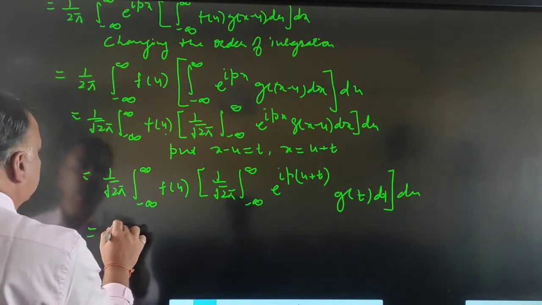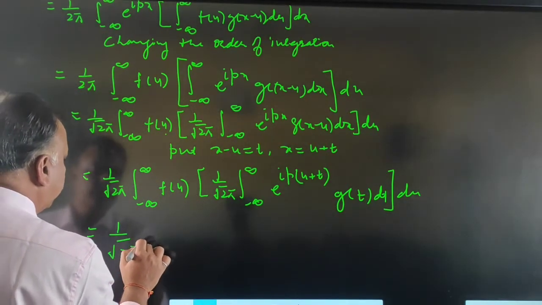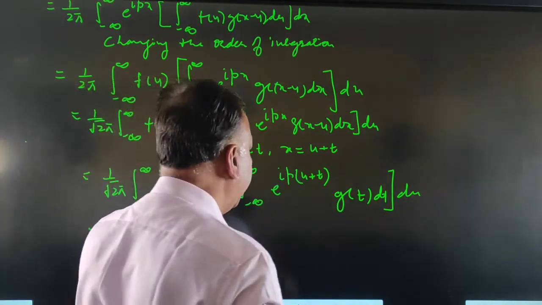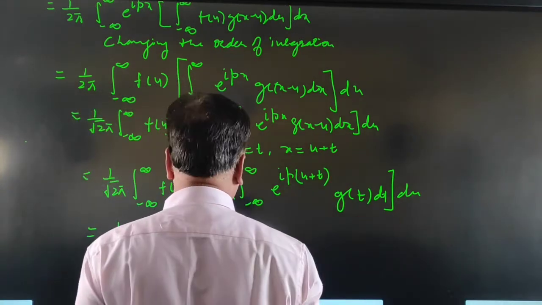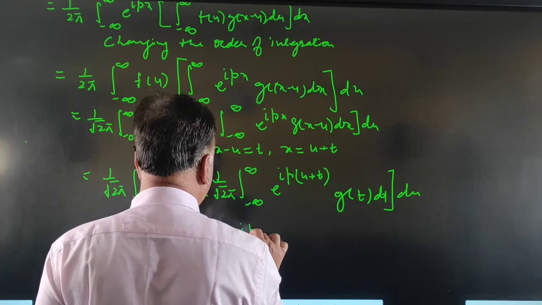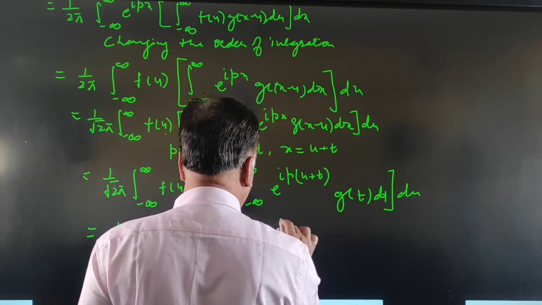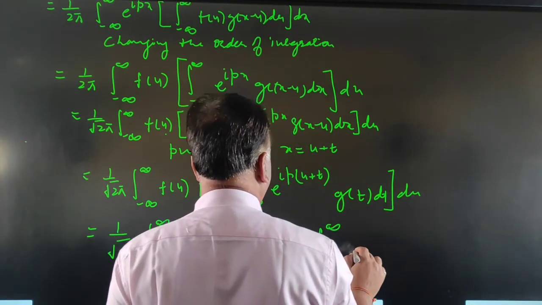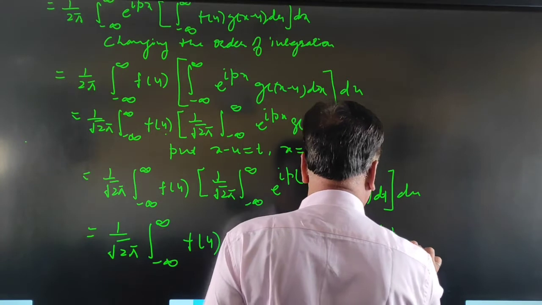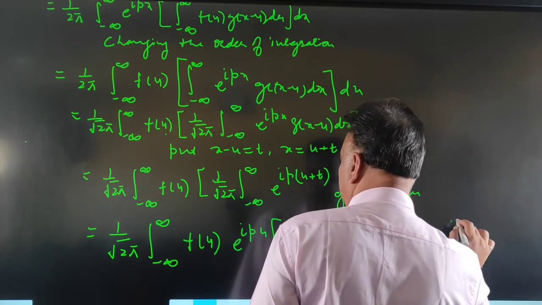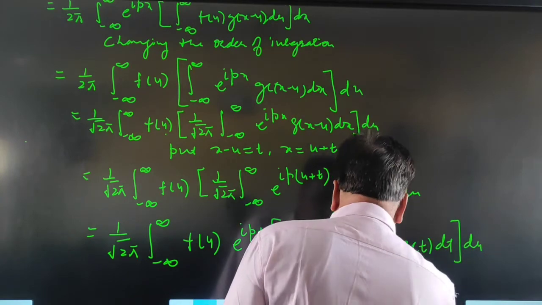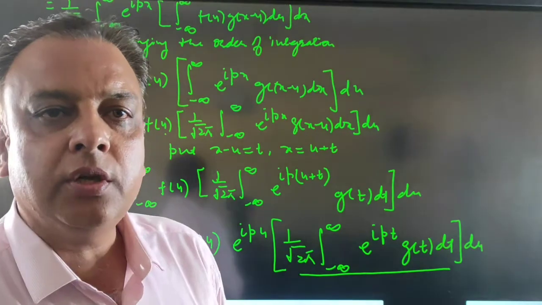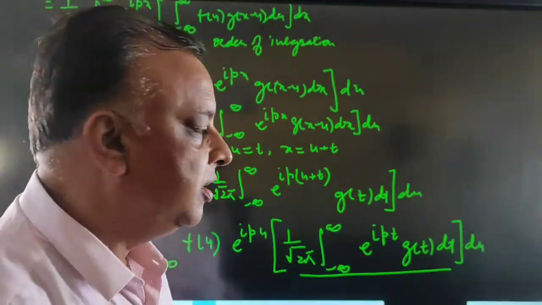This can be written as 1 upon root 2 pi integral from minus infinity to infinity f of u. If we take e raised to iota pu outside the inner integral, then this is e raised to iota pu, and 1 upon root 2 pi integral from minus infinity to infinity e raised to iota pt g of t dt, and then with respect to u. The inner integral, by equation number 2, is the Fourier transformation of the function g of x or g of t, and that is g of p.